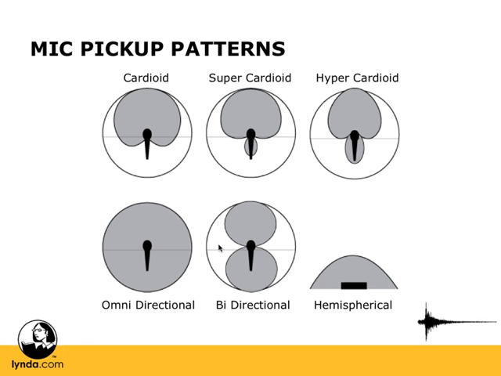Although it's usually not available on a lot of dynamic microphones. Many condenser microphones will give you the option to switch between cardioid, omnidirectional, and bidirectional. And I'll show you an example of those kinds of microphones later.